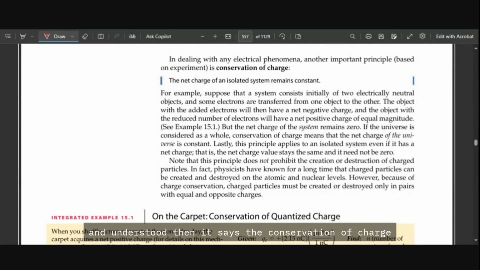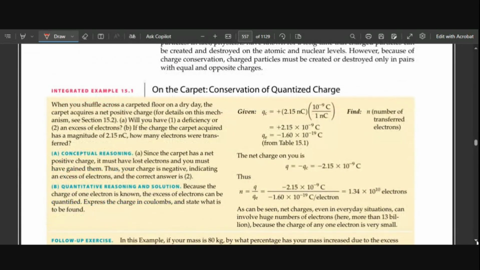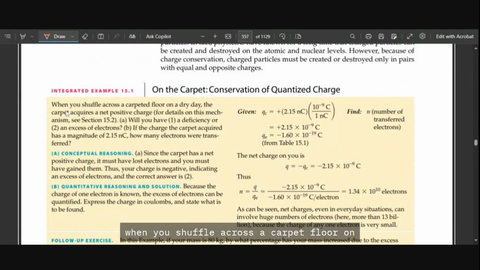Then it says the conservation of charge. Then there is an example 15.1 where the question says, when you shuffle across a carpeted floor on a dry day, the carpet acquires a net positive charge. Will you have a deficiency or an excess of electrons? If it acquires a positive charge, here we can say it must have lost some electrons, because when something loses electrons, only in that case is it going to have a positive charge. So the answer to this question will be that it will have a deficiency of electrons.